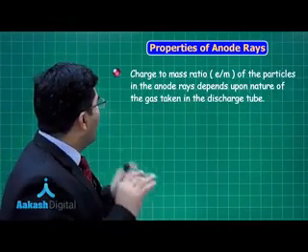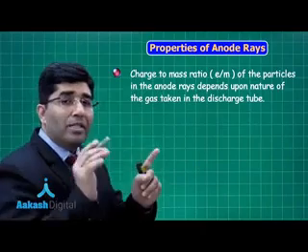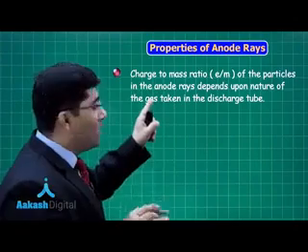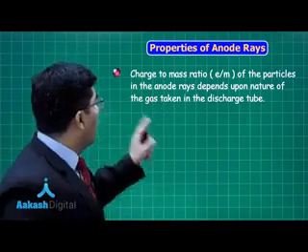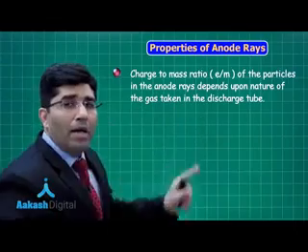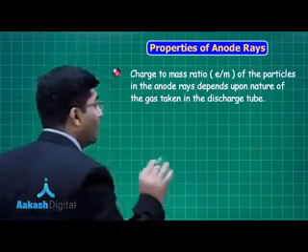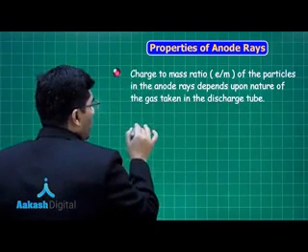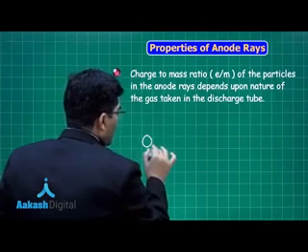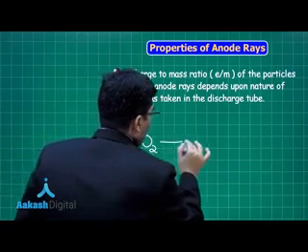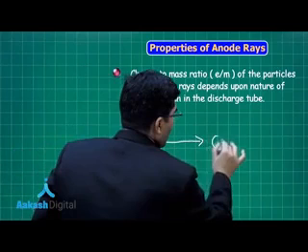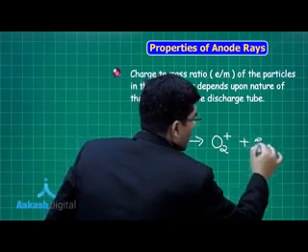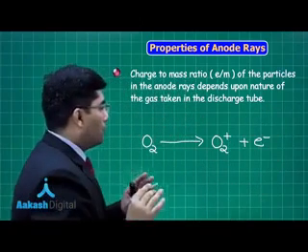Now the next property is that the charge to mass ratio, that is the specific charge, e/m, of the particles of the anode rays depends on the nature of the gas taken in the discharge tube. Let me explain this to you. We have done this in the cathode rays also, so we will do this once more. So oxygen, O2, will give O2+ and an electron.